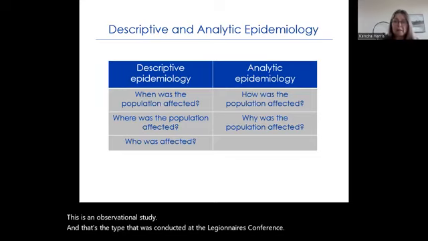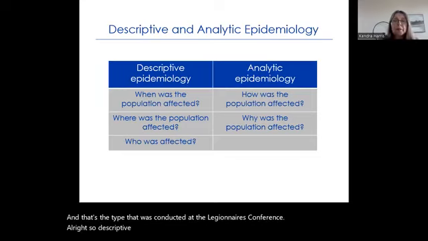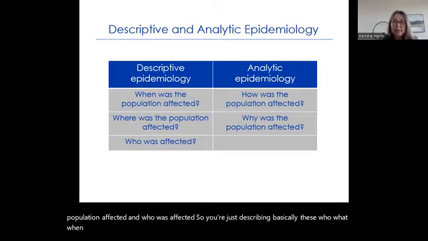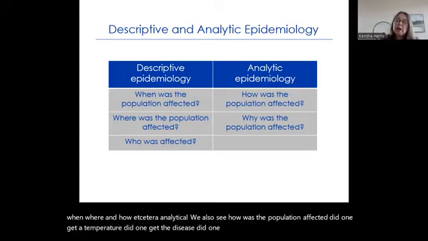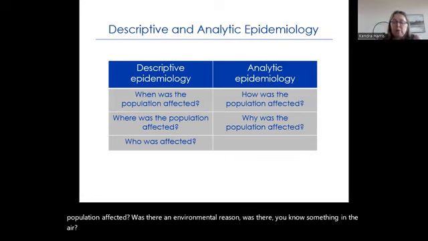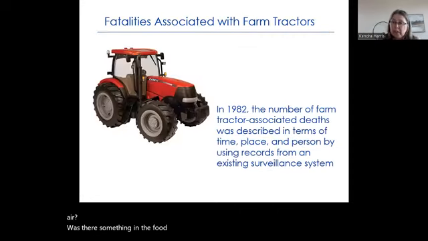All right, so descriptive epidemiology: when was the population affected? Where was the population infected? And who was affected? So you're just describing basically the who, what, when, where, and how. With analytical, we also ask how was the population affected? Did one get a temperature? Did one get the disease? Did one die? And then we also ask why was this population affected? Was there an environmental reason? Was there something in the air? Was there something in the food? Whatever.